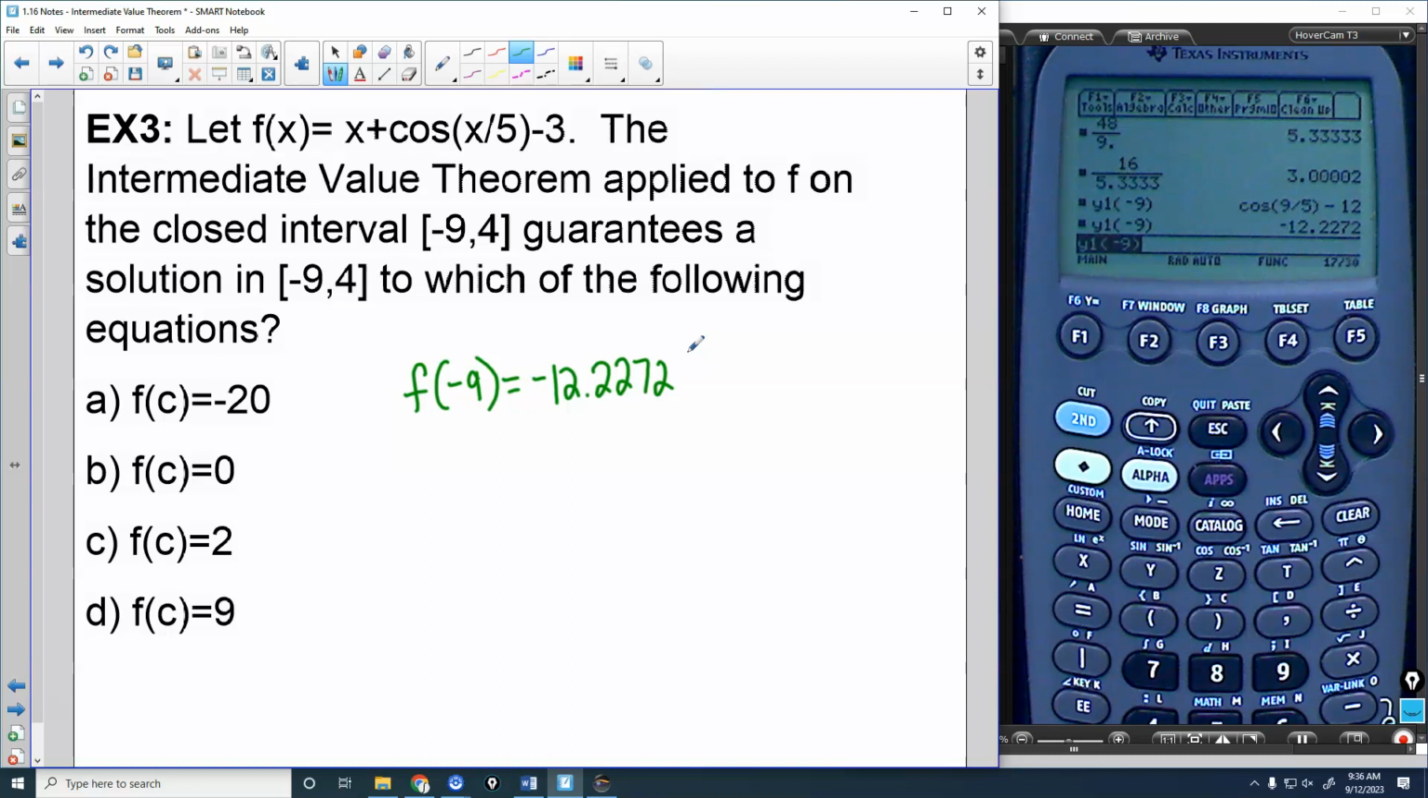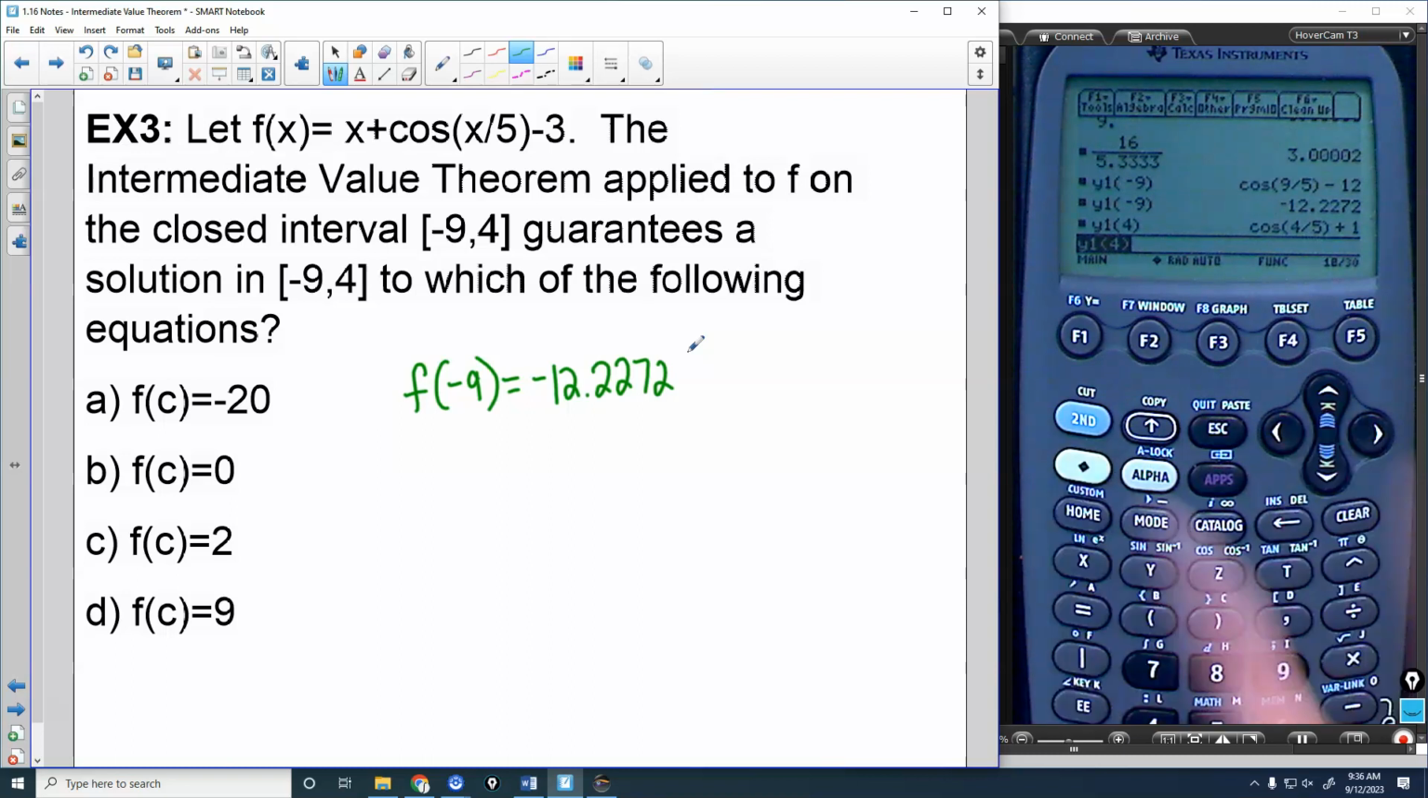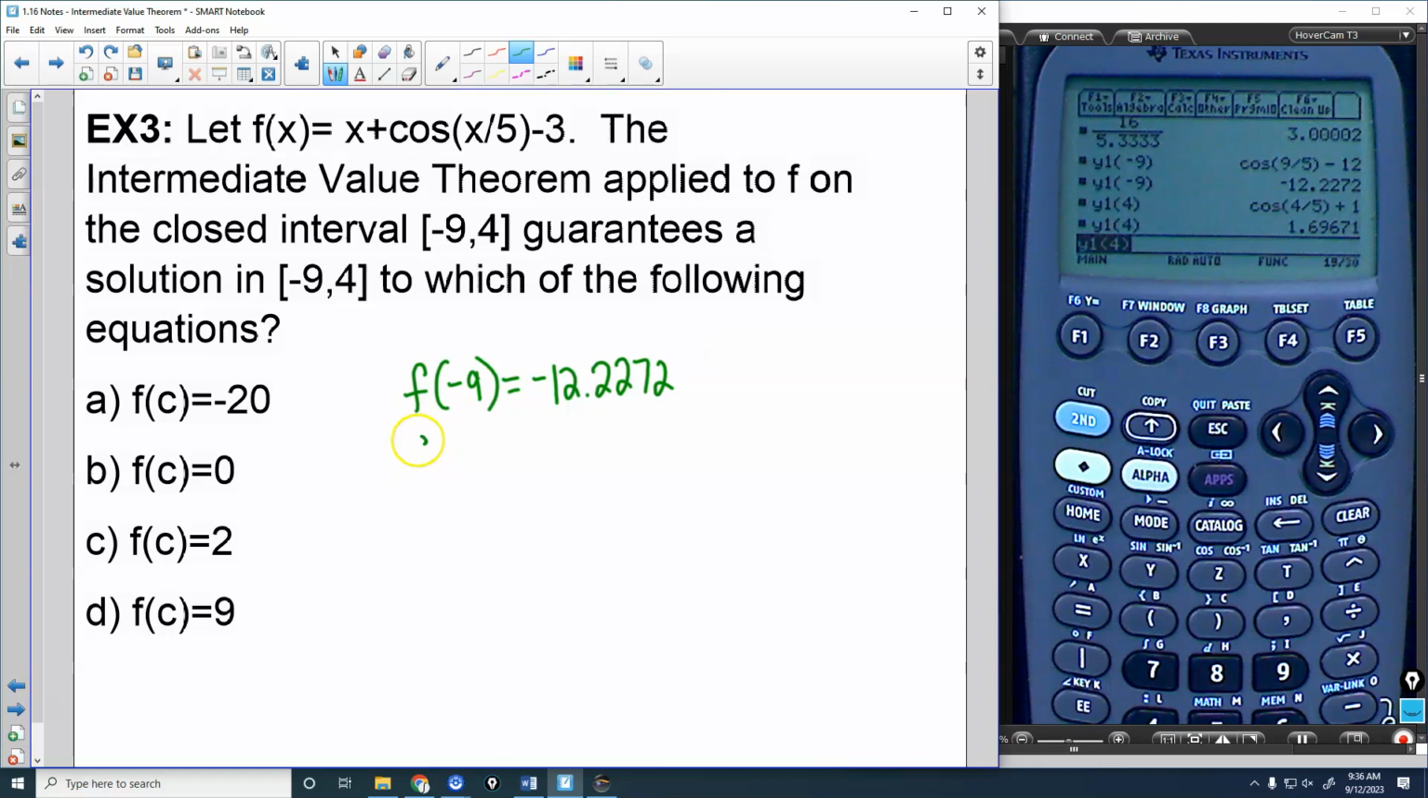And then I got to plug in 4. So I can just type in y1 of 4. So y1 parentheses 4 close parentheses. And hit the green button before you hit enter so that it gives you a decimal. And f of 4 is going to be 1.69671. Alright, so there is only one of those that must be true according to the intermediate value theorem. It is B, because 0 is the only value that falls in between negative 12 and 1.69.